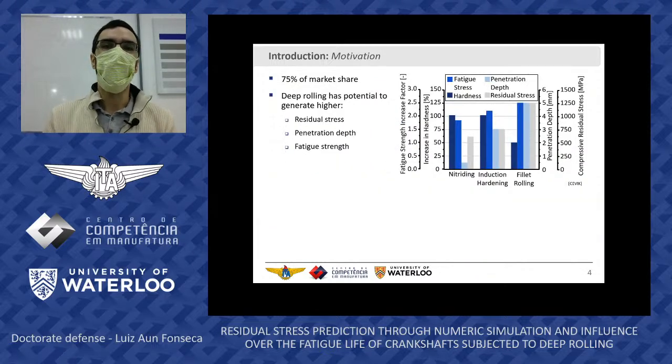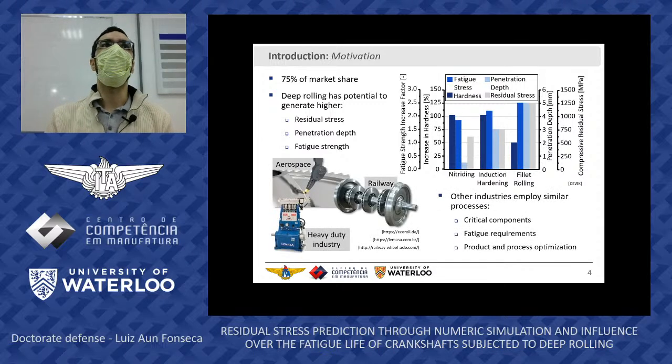But why are we studying deep rolling? It holds 75% of the current passenger car engine crankshafts market. And that's no wonder, because when compared to other processes, it has the potential to generate the highest residual stresses and deliver the best fatigue limits. But not only in the automotive sector, but also turbine blades, railway axles, and high-pressure cylinders are also components and industries that apply similar processes, and they all have critical components with high fatigue requirements, and are always seeking both product and process optimization. So again, everything that I'll say here can be overflown into these other industrial sectors.